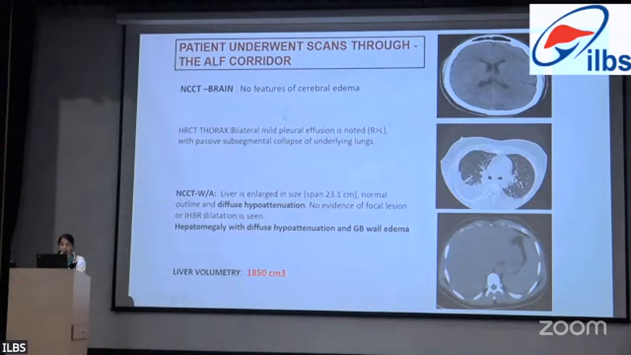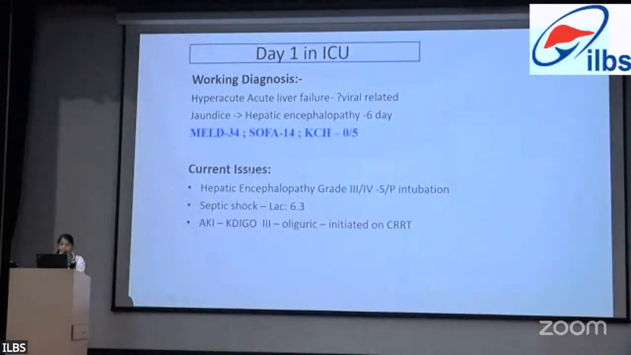He underwent scans. The CT brain showed no features of cerebral edema. CT thorax showed bilateral mild effusion, right more than left, with passive subsegmental collapse of the underlying lungs. His liver was enlarged, 23.1 centimeters, normal in outline, with diffuse hyperattenuation. No evidence of focal lesion was seen. GB wall edema was also noted. Liver volumetry was 1850 cubic centimeters.